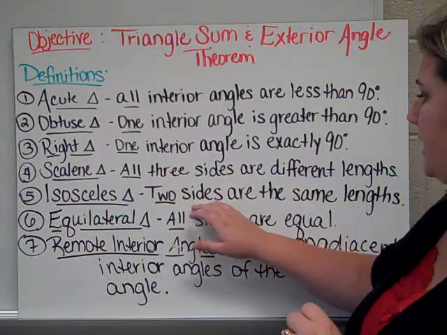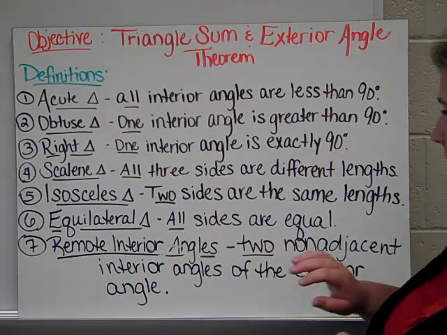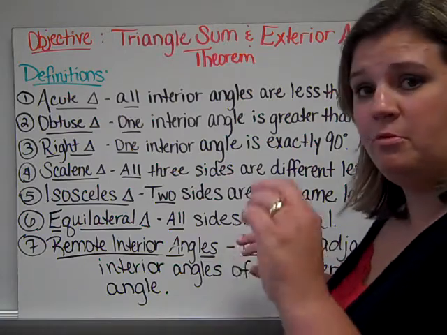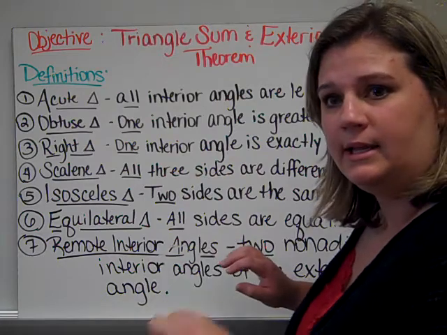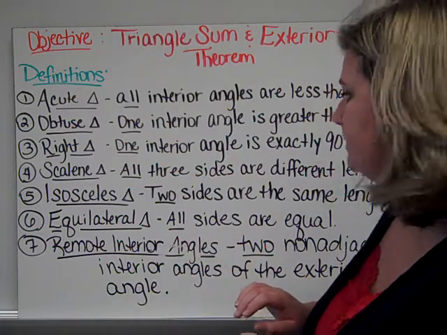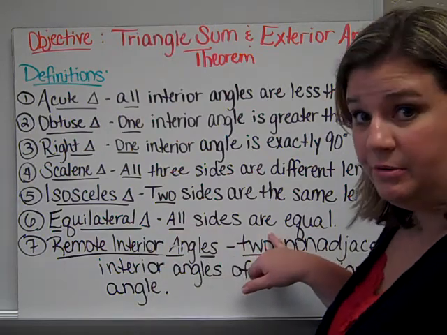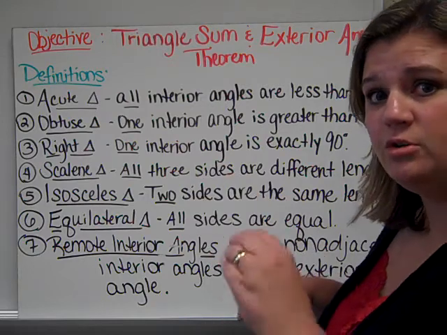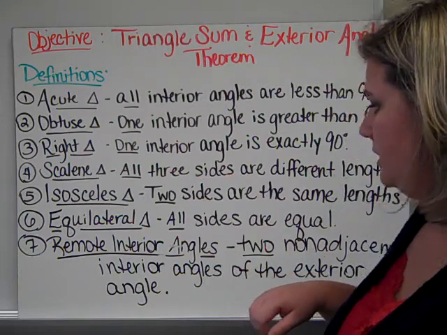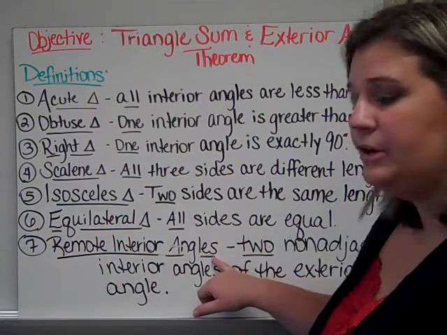Isosceles: two sides have the same length. Remember, when we use that sign, they would have a little tick mark on that side length to let you know that they would be congruent. Equilateral triangle: all sides are equal. So all three sides would have a tick mark, and you'll see those later on in some examples that we're going to do.